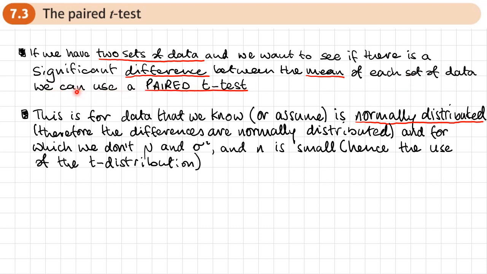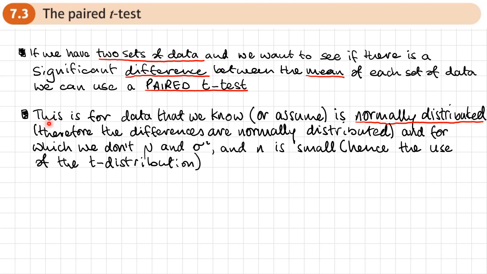So we collect two sets of data about different things, maybe reaction time, something like that, and we want to see, well, is there basically a difference between the mean of these reaction times, for example. Then we'd use this paired t-test.